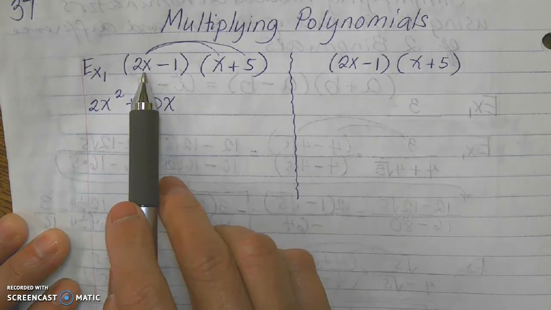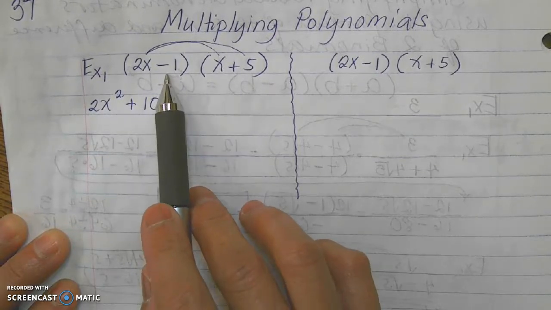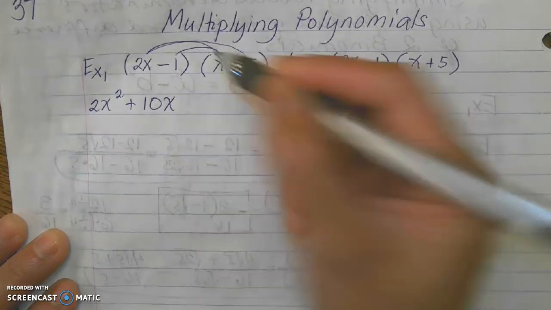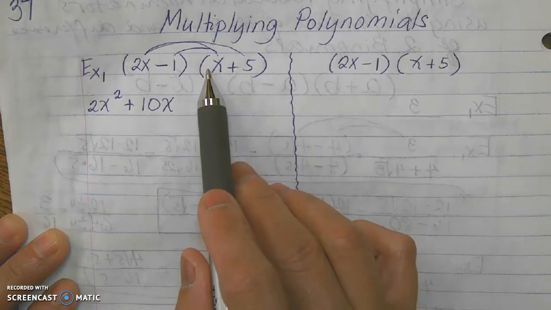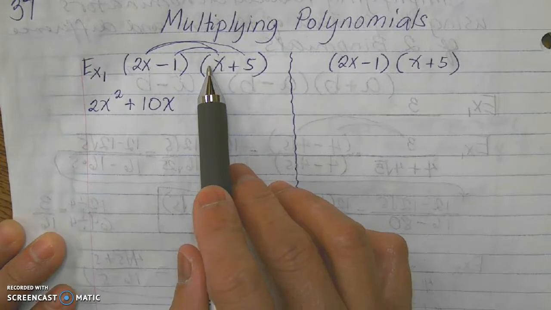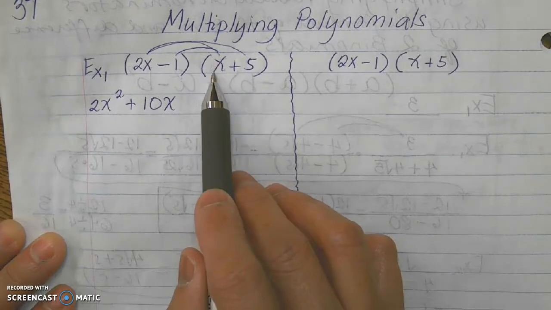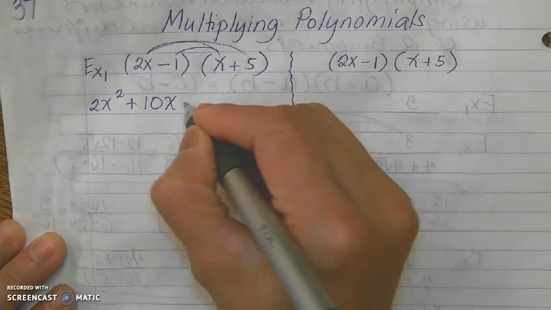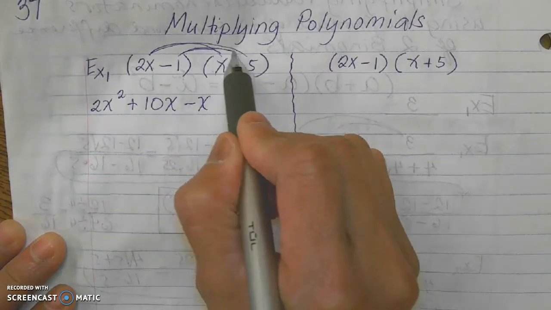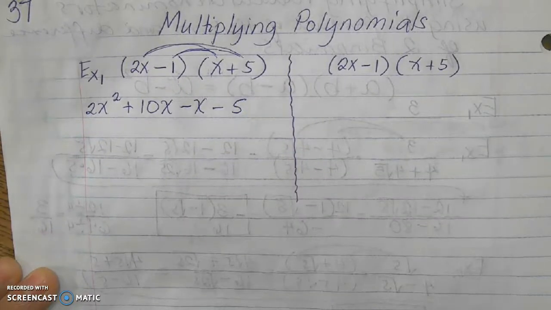I'm going to do my next term, which is negative 1. I'm going to distribute negative 1 to both of these terms. So it's negative 1 times positive 1x. We all know there's a 1 there. I don't have to say that all the time, but just for emphasis today, there's a positive 1 in front of that. So it's going to be negative x, and then negative 1 times positive 5 is going to be negative 5. Pretty much I'm done.